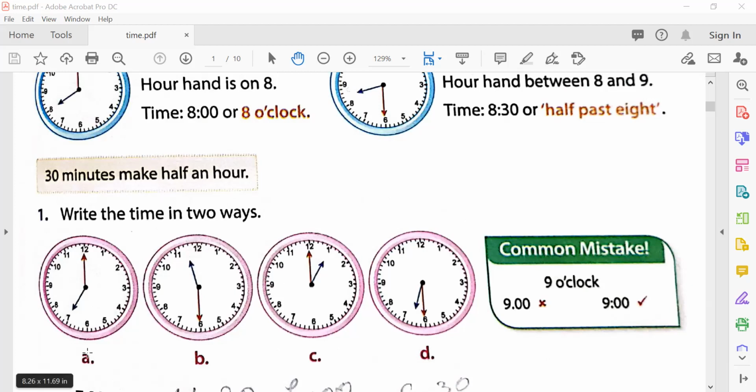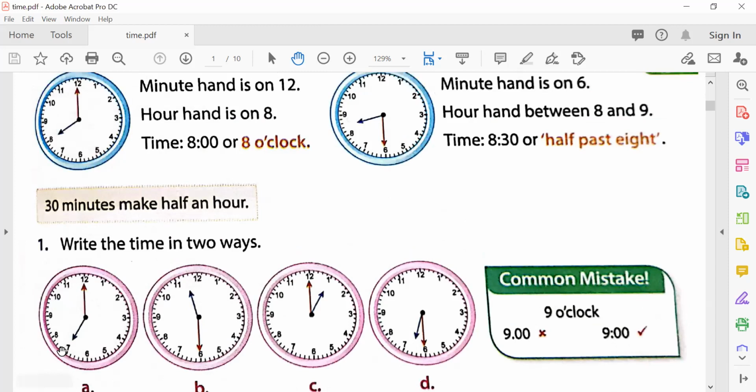So what's the time in A? The time in A is obviously 7 o'clock. Very good. This time, what's the time in this clock? I'll show the last. What's the time here? 6 past... no, it's half past 6. Half past 6. It's 30.